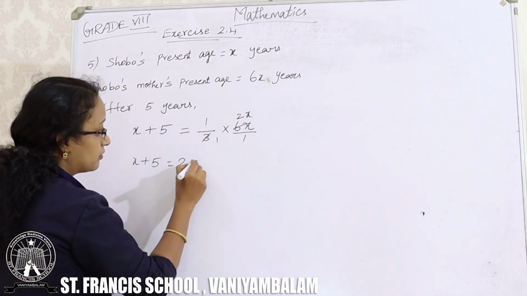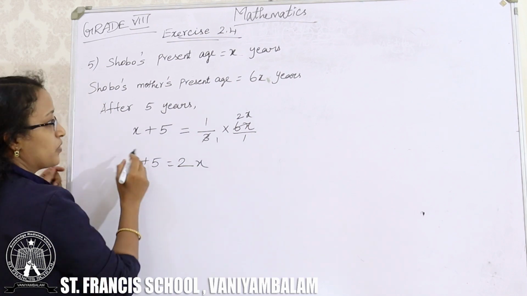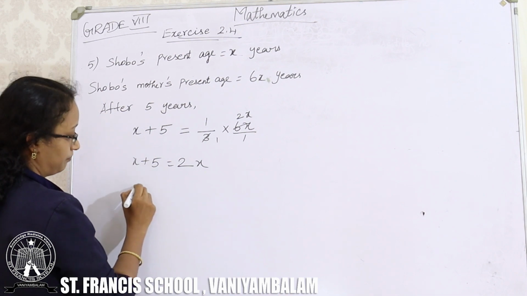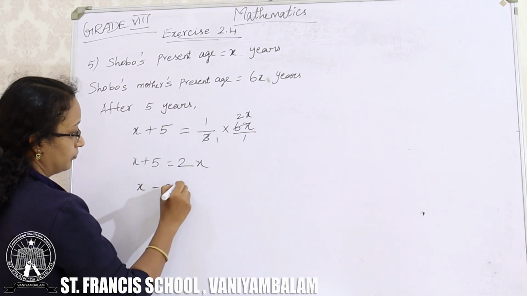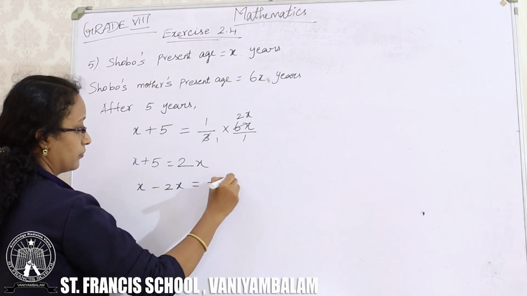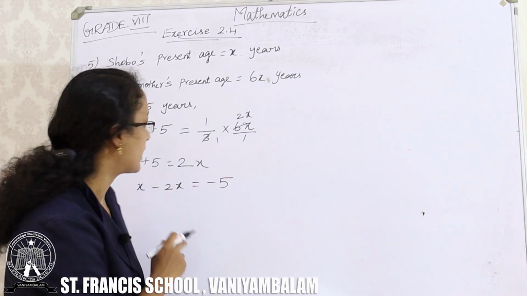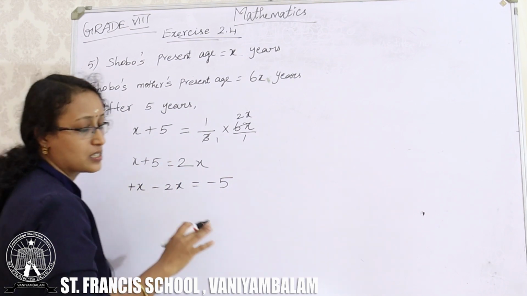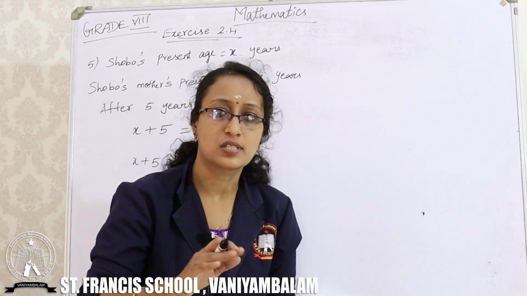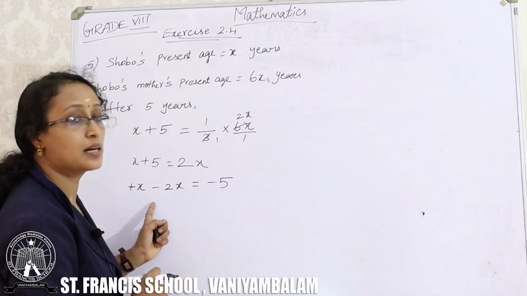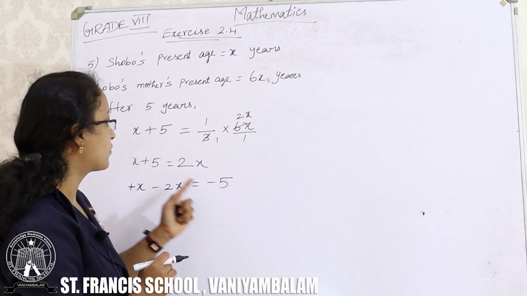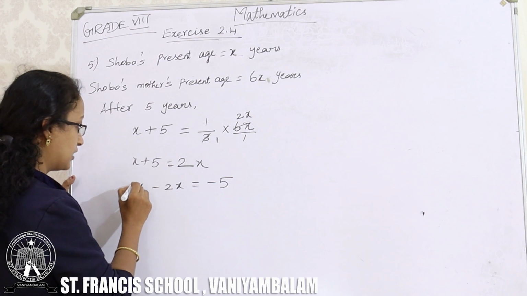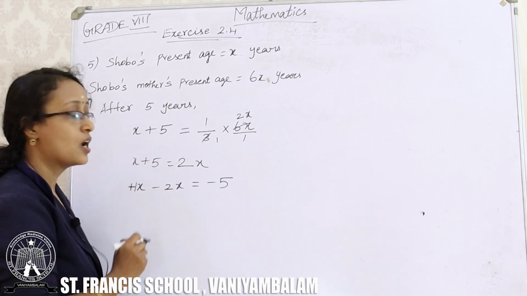So you will get 2x. So x plus 5 is equal to 2x. Now you can take x to the left hand side. So plus x as it is, plus 2x when it comes here. If there is no symbol, consider it as a positive sign. So plus 2x when it comes here becomes minus 2x, and plus 5 when it goes to the right hand side becomes minus 5.